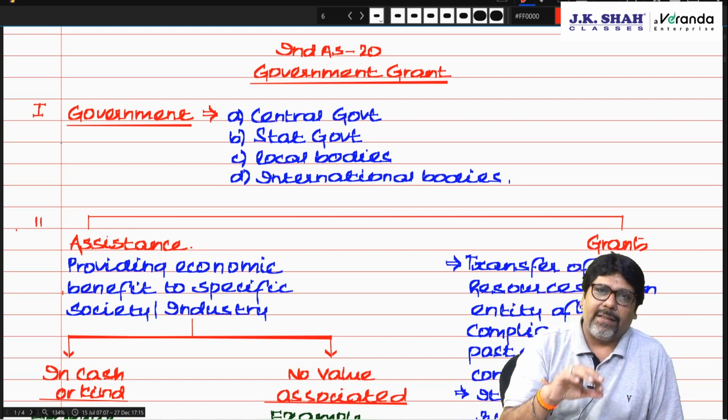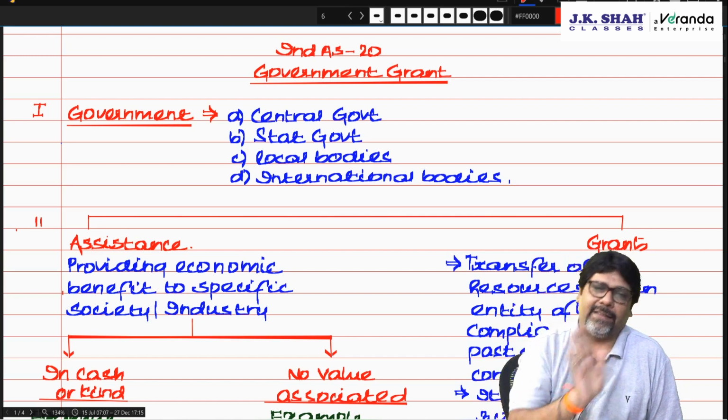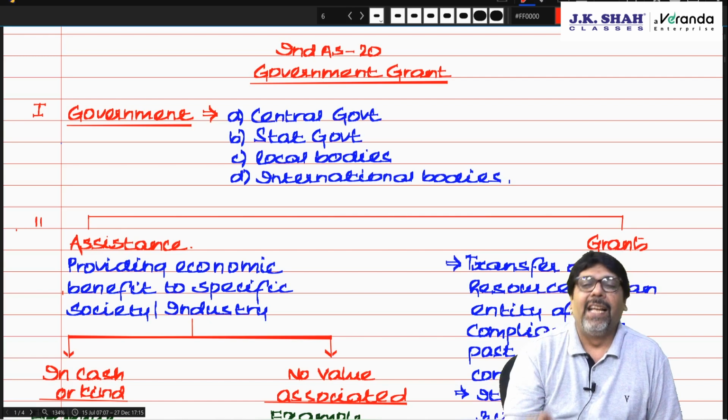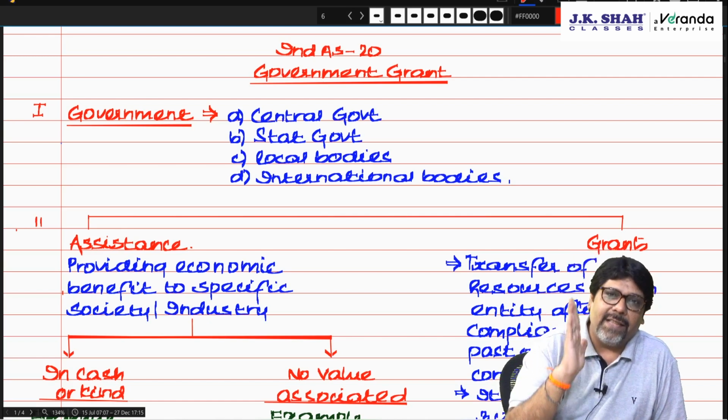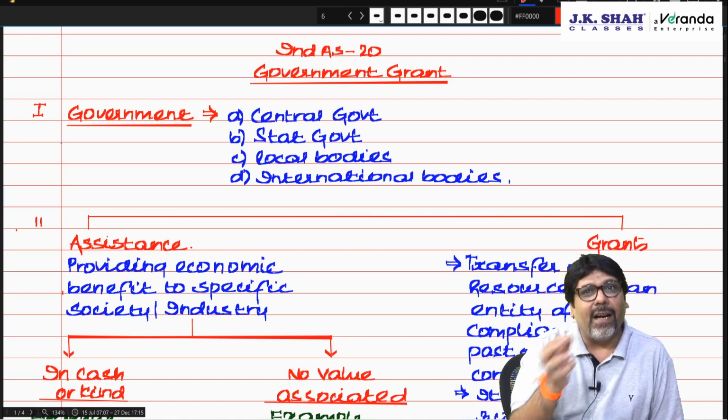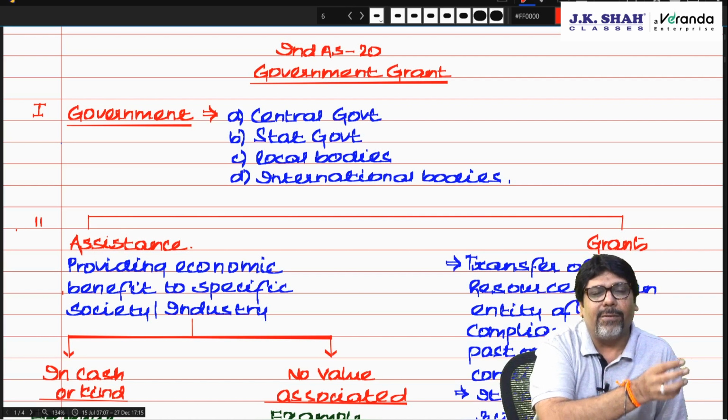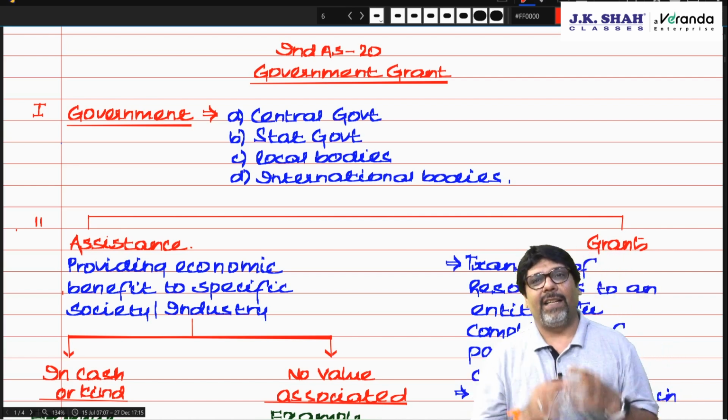So over here the standard says there are two things. First, you have satisfied the condition. Secondly, the sanction is done. That means there is a certainty of collection. That means you can accrue if you know that the money is going to come. Am I clear? So the grant is sanctioned.